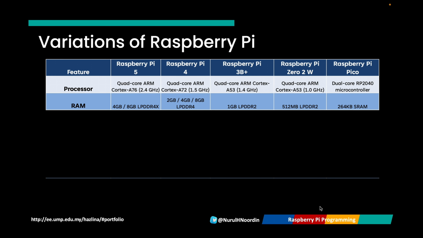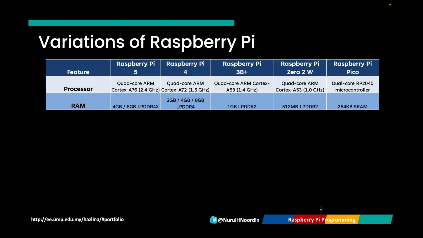Secondly is RAM or Random Access Memory. Now, these RAMs determine how well the Raspberry Pi can handle multitasking. The Raspberry Pi 4 offers up to 8GB of RAM, making it ideal for running multiple programs or even desktop applications. The Raspberry Pi 3B Plus has 1GB of RAM, while the Raspberry Pi Zero has only 512MB, limiting its performance to basic tasks.